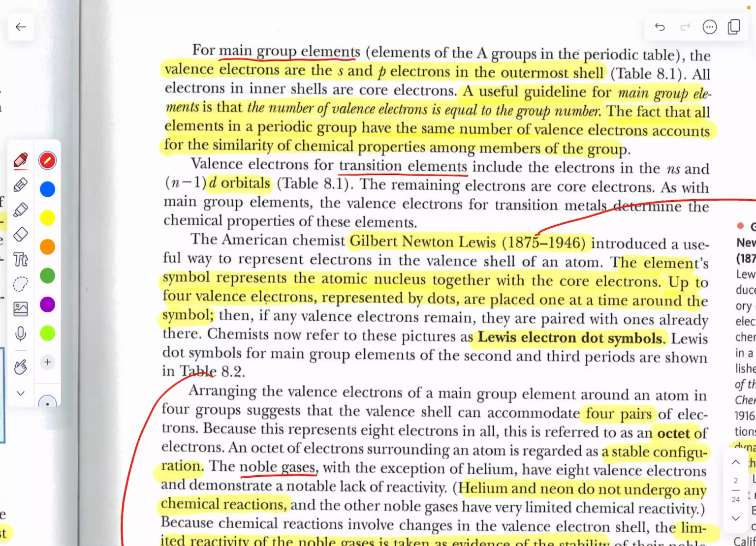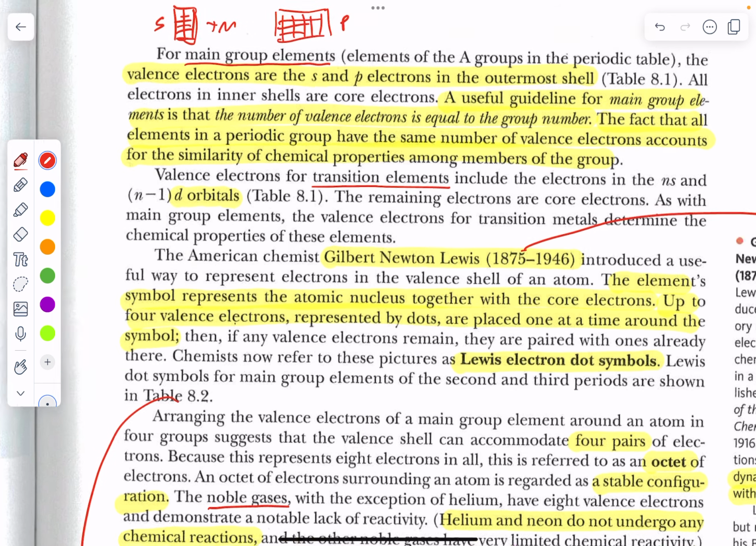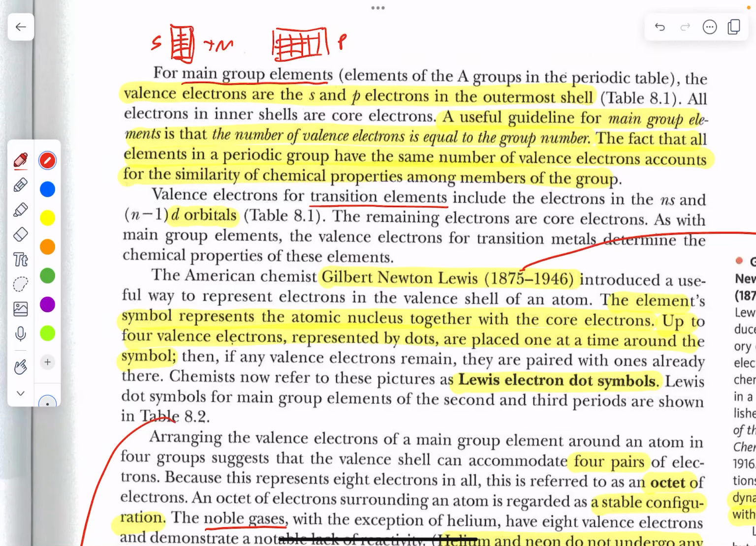Now, the main group elements include the first two columns on the periodic table, and then you have your transition metals here, and then you have your P block over here. So this is your S block and this is your P block. Those are the main group elements, and that's a vocabulary term you should know. The transition metals are in the D block.